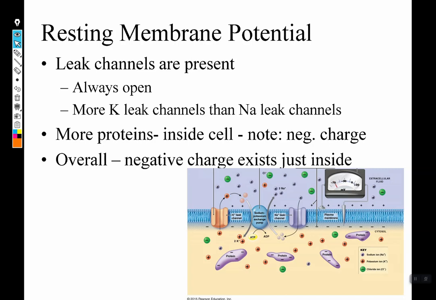So, leak channels make up the other part of the equation. Again, I'm going to black out the screen here to do a little thought experiment with you. Let's say we have a membrane, and here is negative -70, and here is +30.